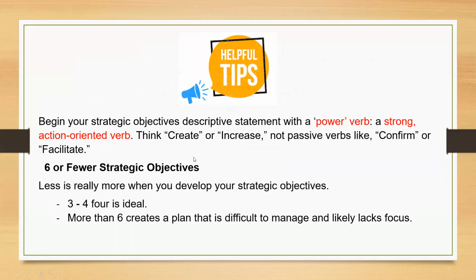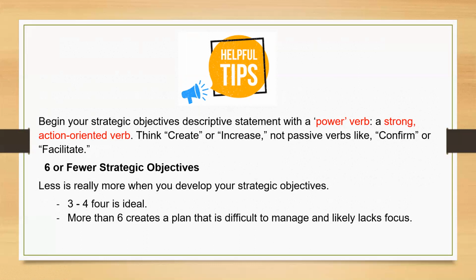Okay, helpful tips. Begin your strategic objective descriptive statement with a power verb, a strong action-oriented verb, like improve, increase. So hindi siya dapat passive. And ilan? Rule of thumb, 6 or fewer strategic objectives. Less is really more when you develop your strategic objectives. Pinaka-ideal is 3 to 4. Now, rule of thumb, basta 6. Kapag marami na, that is difficult to manage and likely lacks focus.